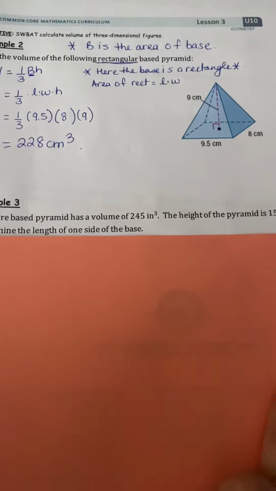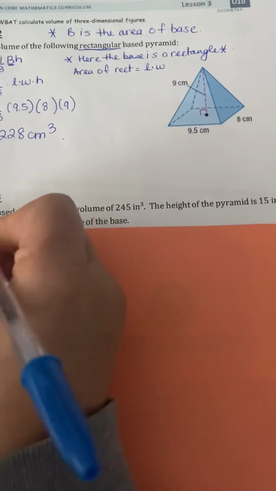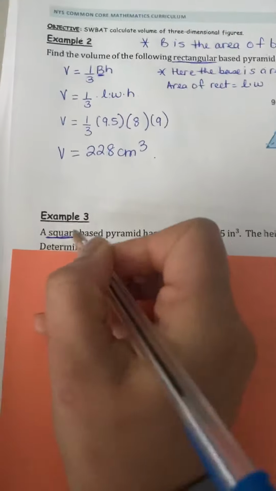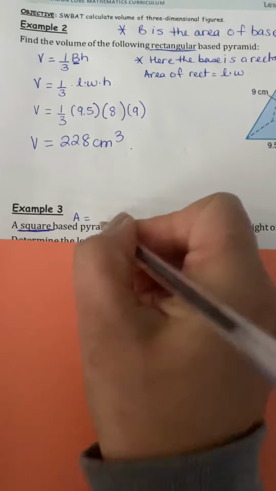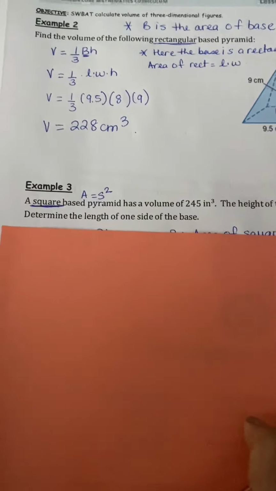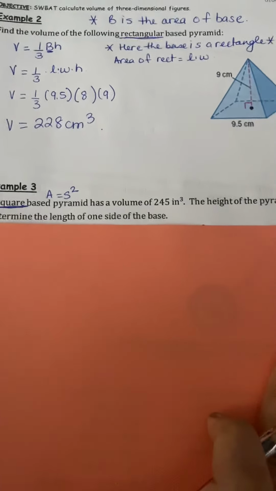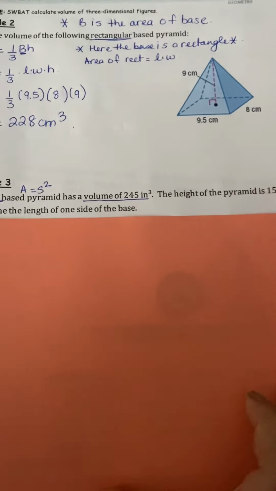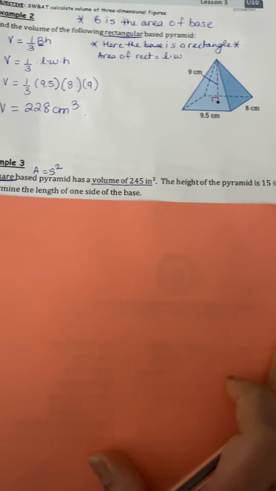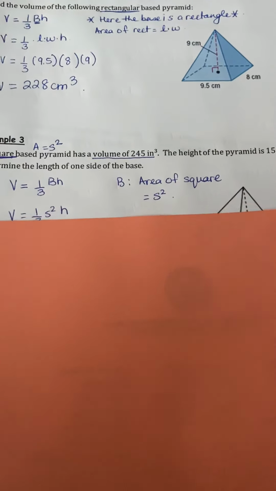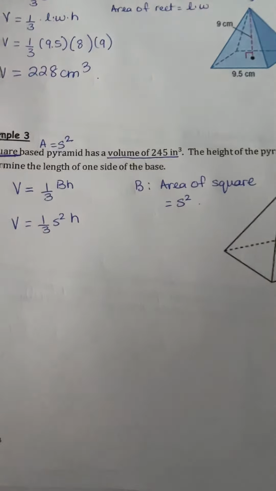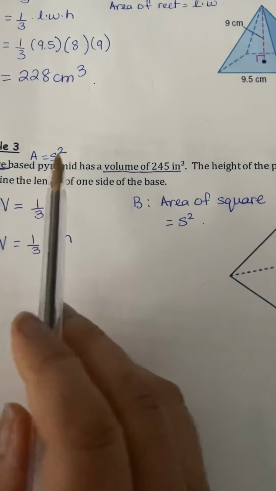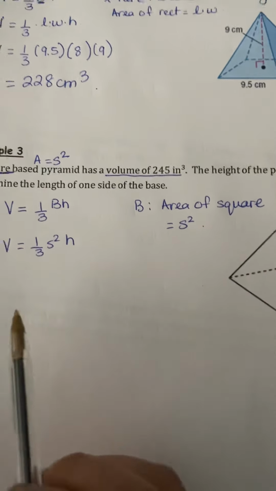Okay, so I'm going to read the question. It says a square based pyramid. The minute I read that it's square based, I'm going to say the area of a square is what? Side squared. So I know I'm going to substitute my big B with side s squared. It has a volume of 245 inches cubed. The height of the pyramid is 15 inches. Determine the length of one side of the base. So we copy the formula, and we're going to substitute big B with s squared. We already talked about that because it's a square base, right?